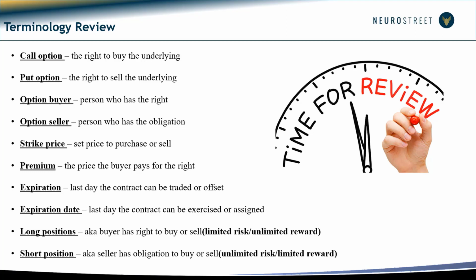The strike price is the price to purchase or sell. The premium is the price the buyer pays for the right. The expiration is the last day the contract can be traded or offset. The expiration date is the last day the contract can be exercised or assigned. Long positions are buyers of options, and you can buy or sell an option, calls or puts. And short, you are a seller of an option, and you have the obligation to buy or sell.